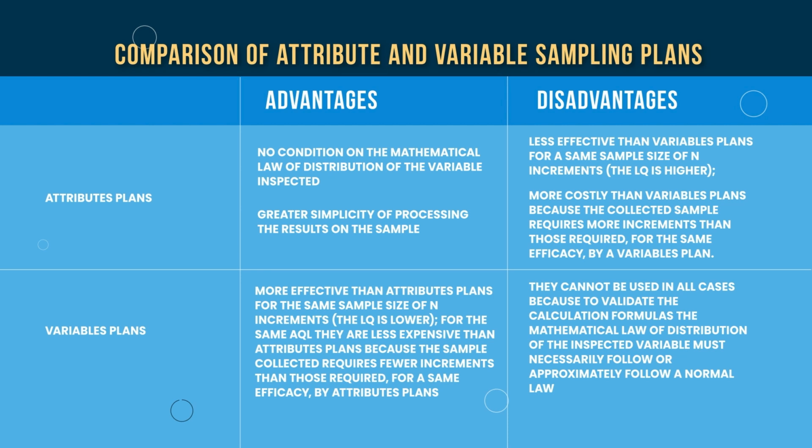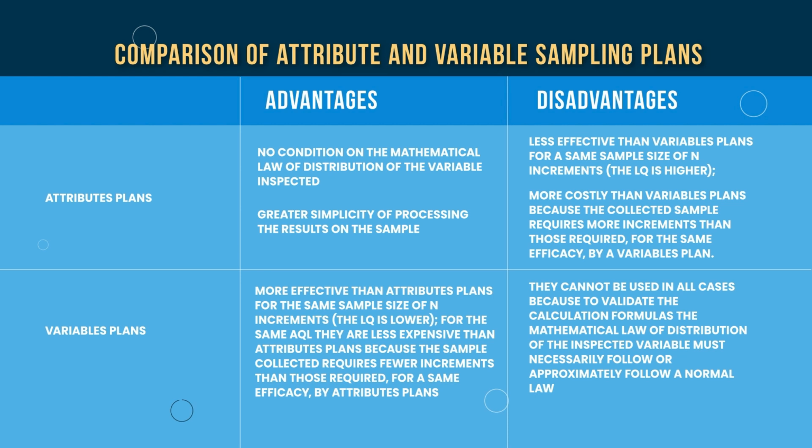The variable plan, for example, is more effective than the attribute plan for the same sample size of increments. LQ is lower. What is LQ? There are two terms, LQ and AQL. AQL is acceptable quality limit, and LQ is limit for quality for rejection. So AQL is for acceptance and LQ is for rejection, and the lower the value of LQ, the better the consumer risk is taken care of. So the variable plan is for AQL and the attribute plan is for LQ.